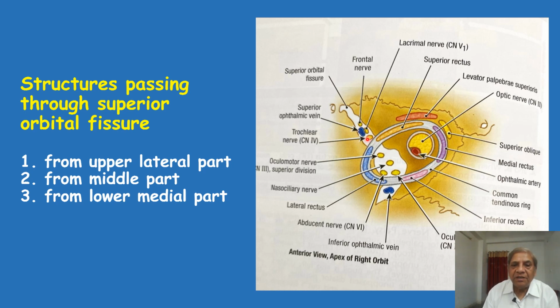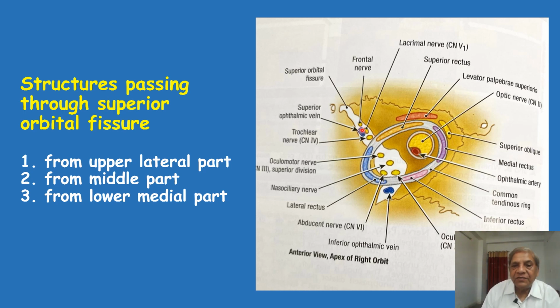Then there is a cranial nerve, the trochlear nerve, and this goes and supplies the lateral rectus. That way you can remember that the lateral rectus lies on the lateral side, that's why its nerve, the trochlear, will also lie in the lateral upper part of the fissure.